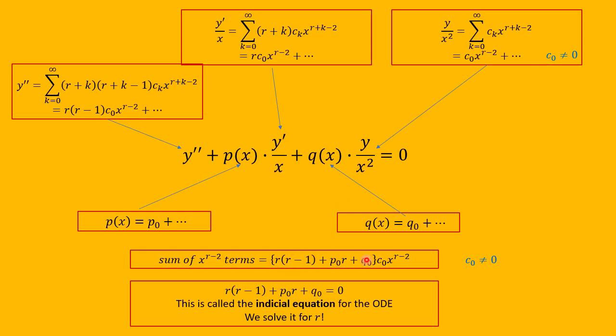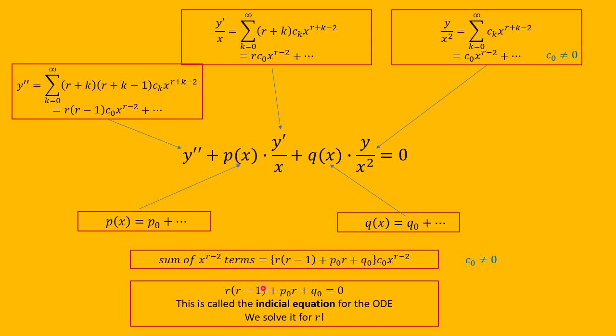So the sum of the x to the R minus 2 terms that we got from this, and this, is just this stuff here. Now we want the power series representing this to equal the power series representing the zero function, which means that every term in the power series expansion of this side has to be 0. So in particular, the coefficient of x to the R minus 2 has to be 0. Well, C naught was not 0. Remember, that was one of the things that we specified up here.